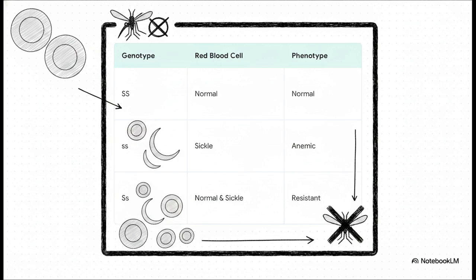It still leaves you vulnerable to malaria. But what happens with a mixed capital S lowercase s genotype? Because of heterosis, this specific mixed combination actually creates a biological resistance to malaria. It brilliantly proves why mixing genetic instructions can create an absolute survival advantage when you're placed in the right environment.